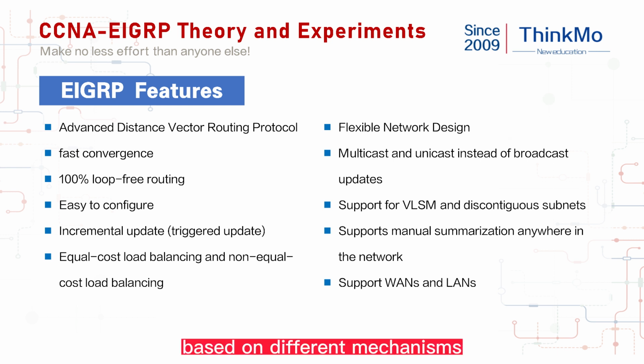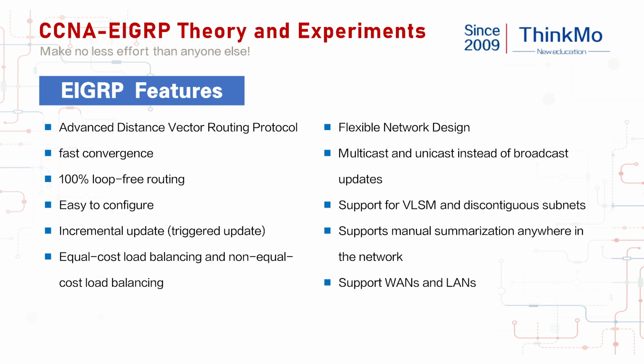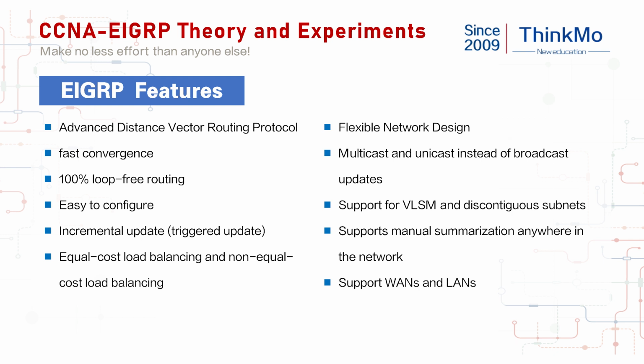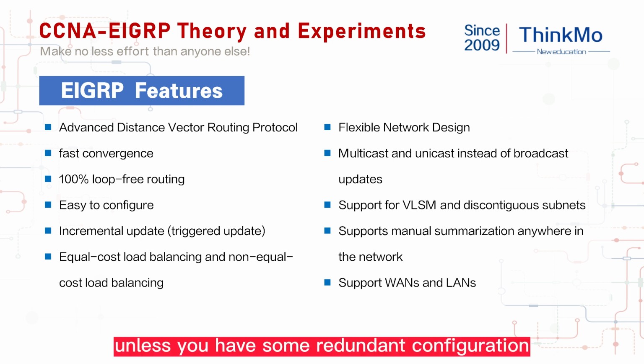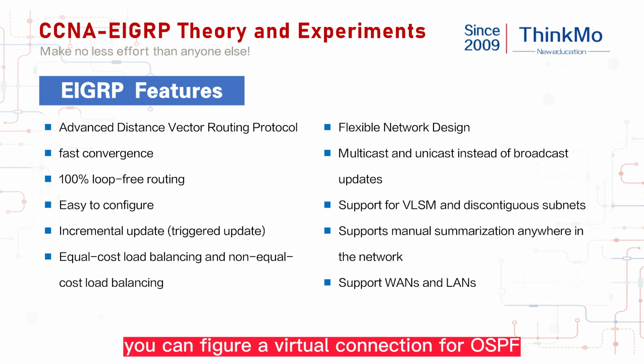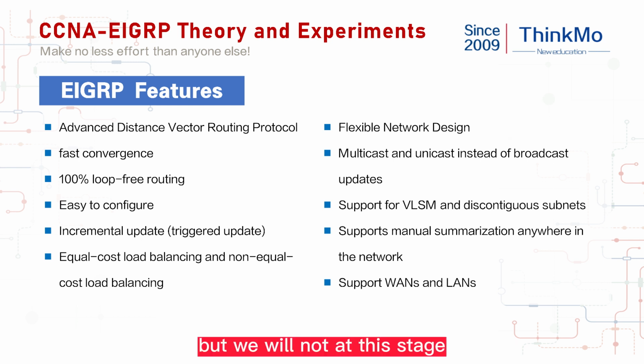Based on different mechanisms. But we won't talk so deeply at this stage. So everyone understands that it is acyclic. That is, for each dynamic routing protocol, you don't even have to worry about loops, unless you have some redundant configuration. For example, you configure a virtual connection for OSPF. This may create a loop.